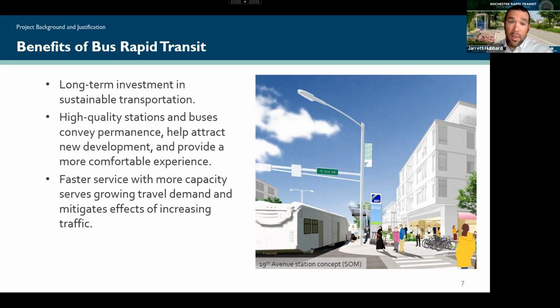What that helps do is communicate to developers within downtown and within the corridor that rapid transit is long term and will help assist their development as well. And of course, we're looking to increase the service levels offered by Rochester Public Transit, RPT. Rochester Rapid Transit will help with faster service with more capacity, getting people into downtown.